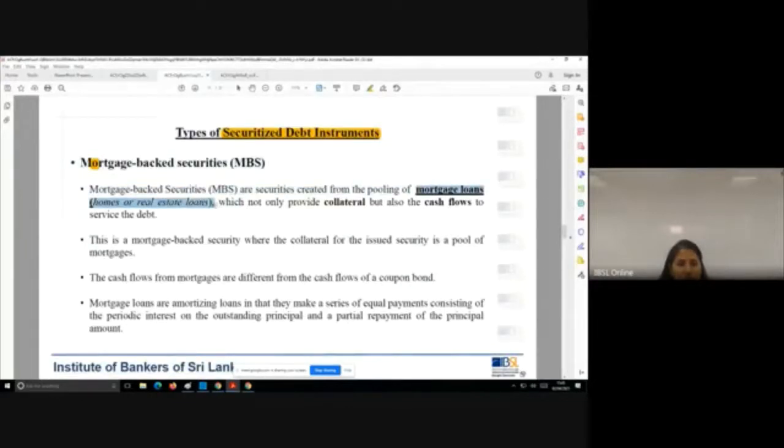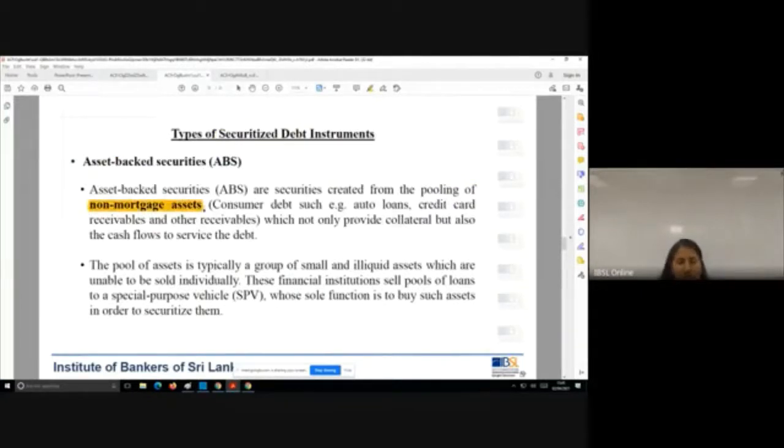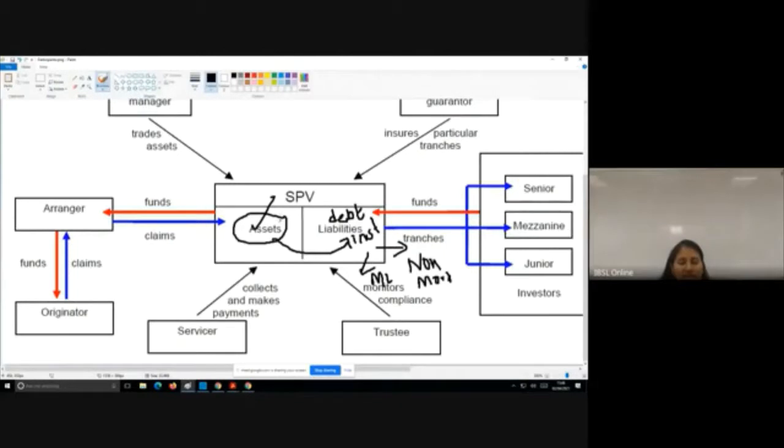If it's a pooling of mortgage loans, it's mortgage-backed securities. If it is pooling of non-mortgage loans, what do you mean by non-mortgage loans? I told you, mortgage meaning housing or home loans. So any other loan which is not a housing loan can be used for an asset-backed security. It can be auto loan, credit card receivables, any other receivables. Remember, they are not only the collateral here for you, they are also the means for interest repayment. When the loan repayment comes in, you will use that proceed to repay the investors. If there's something bankrupt, then the loan security will be used as the security for the investors.